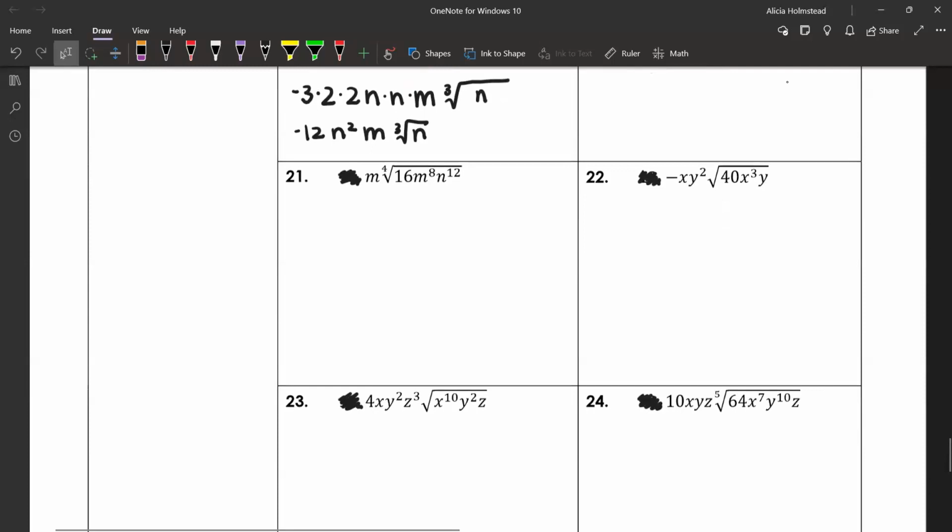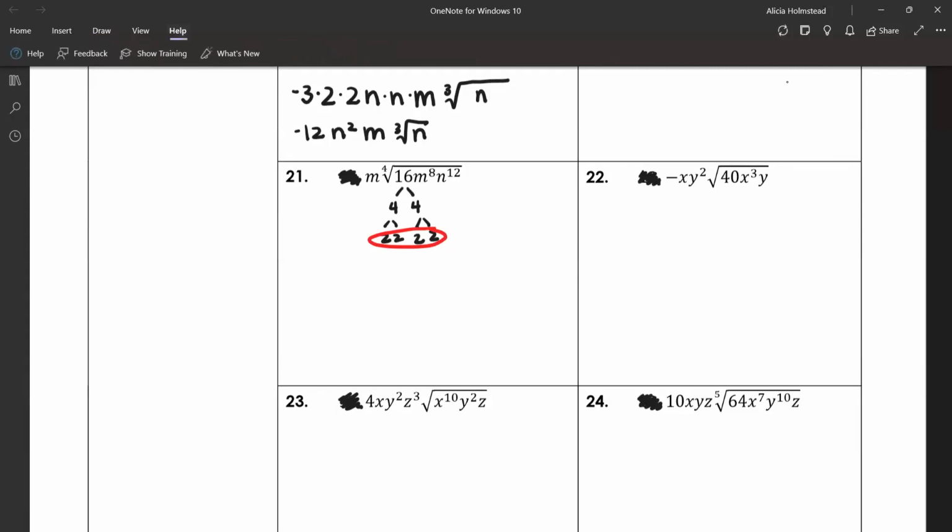Alright, let's keep going. So this next one, we do have a number inside, so let's break 16 down into 4 and 4, which would be 2 and 2. Our index is a 4, so we're looking for groups of 4 things. So if we start rewriting this, for our group of 4, we can pull out a 2. That doesn't get multiplied by any numbers because there's not any outside there.